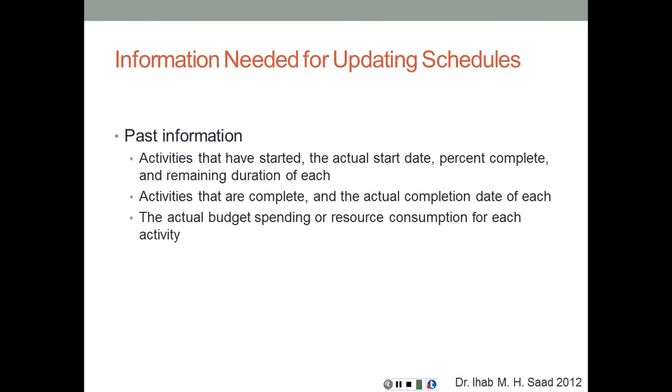So to update the schedule, you need some past information, historical information, like which activities have started in this updating period, and for these activities, what was the actual start date, what is the percent complete, and the remaining duration for each one of these activities. And then for the activities that are complete, what was the actual finish date? Of course, the percent complete is going to be 100%. And the actual budget spending or resource consumption for each activity, because in many cases we're going to find activities that are driven by the resources, the availability of resources. So if the resources are not available, then the duration of the activity might be extended.